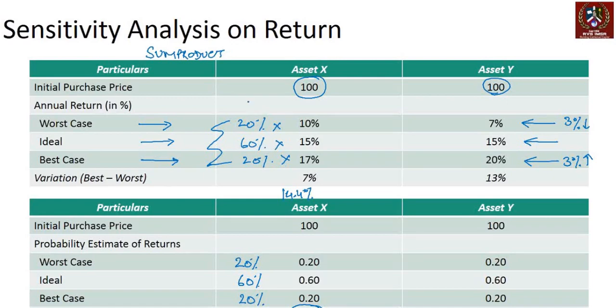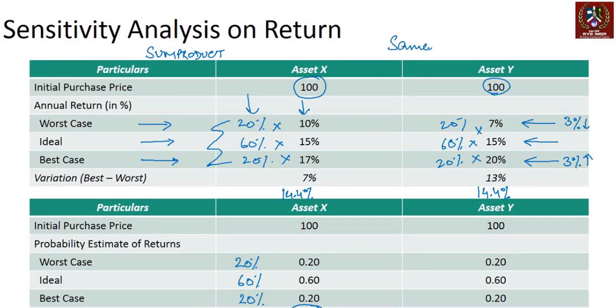I can go to an Excel file and use a function called sum product for it. Remember, we've learned sum product. We take the product of these and then add it up, right? You do the same here. You multiply this with 20%, multiply this with 60%, and again this with 20%. And what you get if you do a sum product is going to be 14.4%, right? So that's your returns in both the cases, and you find that the returns are the same.